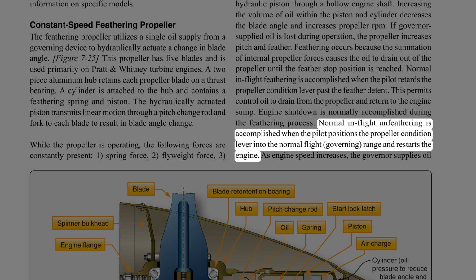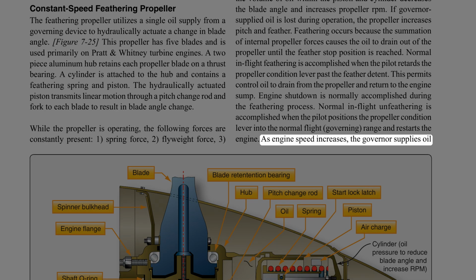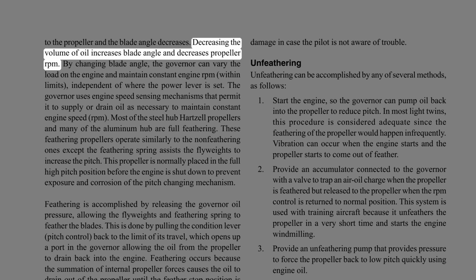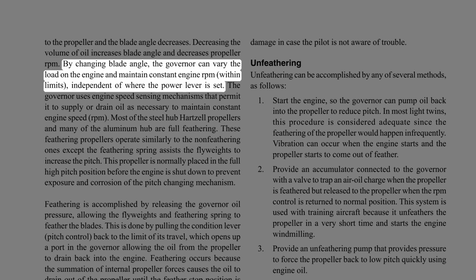Normal in-flight unfeathering is accomplished when the pilot positions the propeller condition lever into the normal flight, governing, range and restarts the engine. As engine speed increases, the governor supplies oil to the propeller and the blade angle decreases. Decreasing the volume of oil increases blade angle and decreases propeller RPM. By changing blade angle, the governor can vary the load on the engine and maintain constant engine RPM, within limits, independent of where the power lever is set.